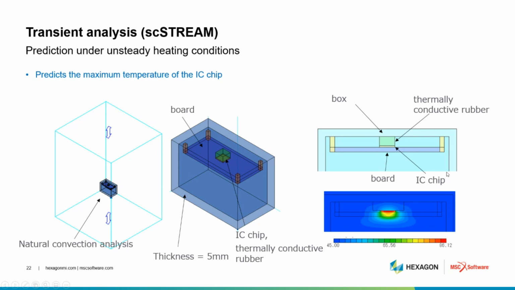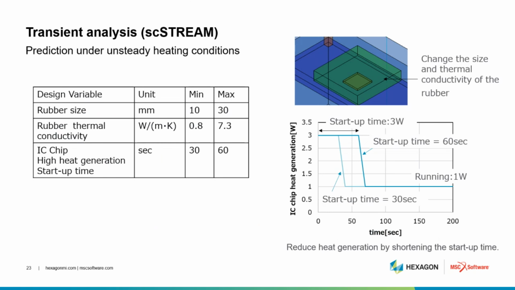From simulation, we derive the temperature contour. We have the temperature at every point of the board, the IC, and other parts. For this one, we want to predict the maximum temperature if we change some parameters. Here we use 3 parameters: rubber size, rubber thermal conductivity, and IC chip high heat generation startup time. These are the most important parameters for changing the maximum temperature, and we define a minimum and maximum for all of them.